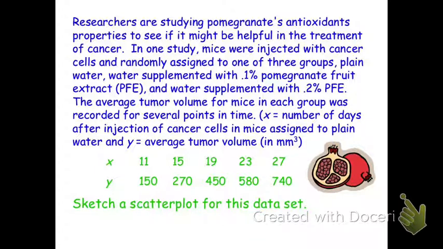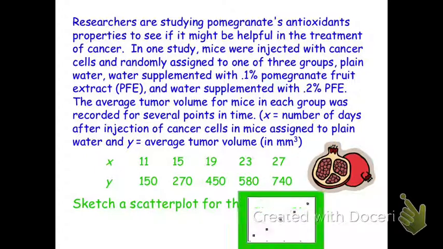And then Y represents the average tumor volume. So in other words, the pomegranates gave the mice cancer. That's what I'm thinking, because it's supposed to work. Correlation. That's kind of what I'm thinking, is that it caused it. So here is my scatter plot. I'm not going to make you put that in.